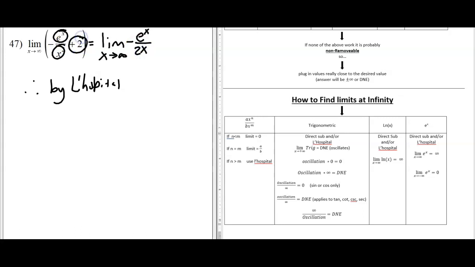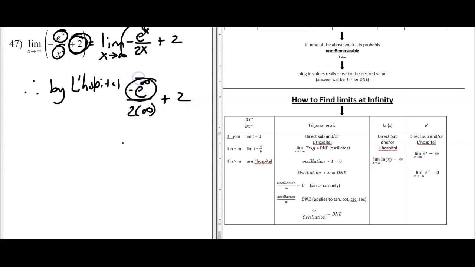You don't take the derivative of this, you guys. Why not? Because I'm not applying the L'Hopital to this part. This part was not the 0 over 0, right? So that plus 2 is going to stay just the way it is. All right, so now let's plug in our infinities. So now I get negative e to the infinity over 2 times infinity plus 2.